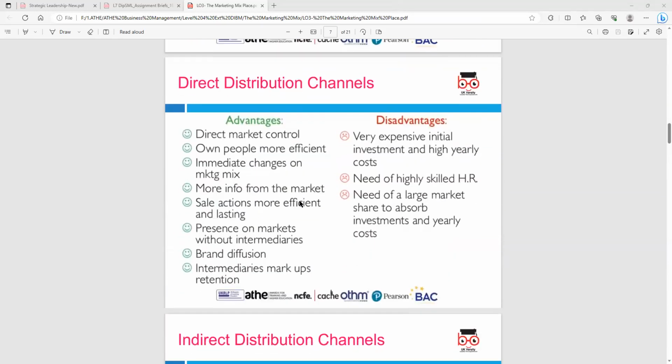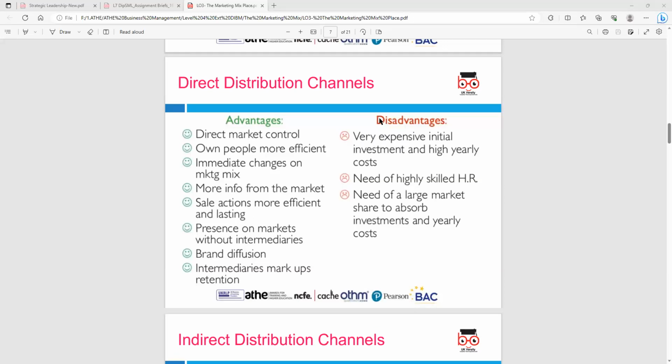What are the advantages of this direct distribution channel? The advantage is you have direct control of your market. Correct? Organizations who have direct distribution channels control the market themselves. They own their people, their employees, they know they're efficient, they know they are good, and anything that needs to be corrected, or any changes that need to be made to the marketing mix, they can do quickly and efficiently. And you have lots of information from the market. You can keep the intermediary markup, you can keep the profits, and you can sell the products cheaper than when employing indirect distribution channels.